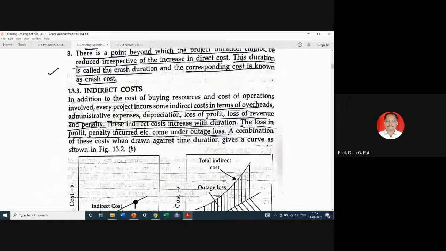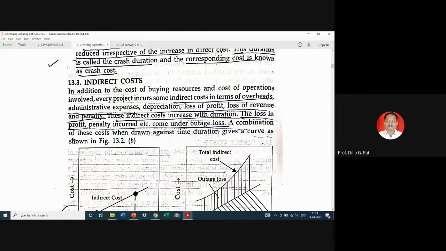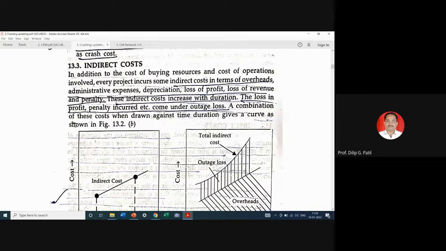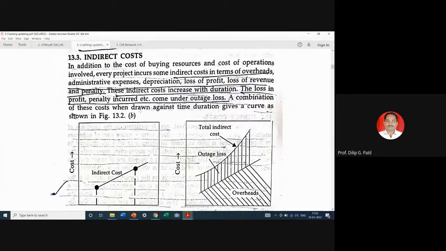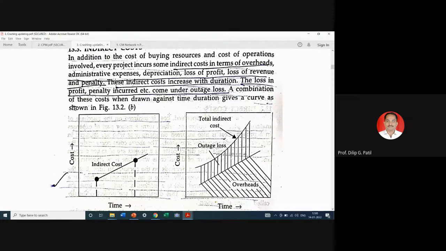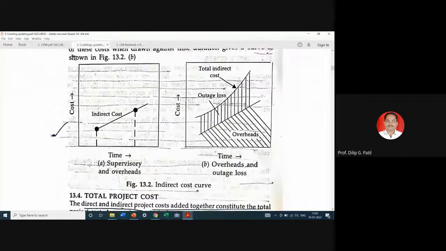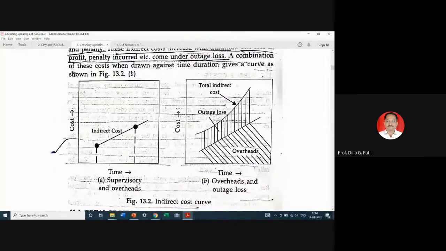So indirect cost: in addition to the cost of buying resources and the cost of operations involved, every project incurs some indirect cost in terms of overheads, administrative expenses, depreciation, loss of profit, loss of revenue, and penalty. These indirect costs increase with duration. Here we have seen that the loss in profit, penalty incurred, etc. come under outage loss. The combination of these costs, when drawn against the time duration, gives a curve as shown in 13 point B.